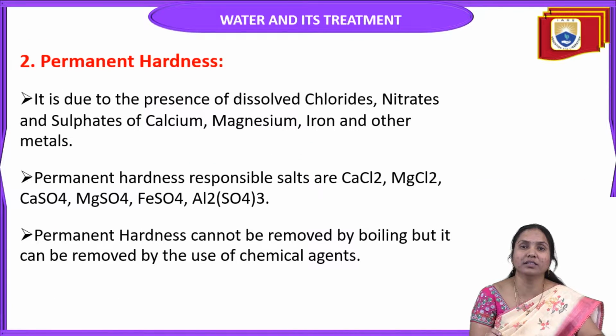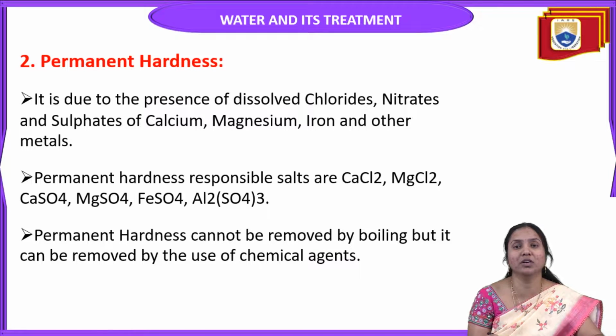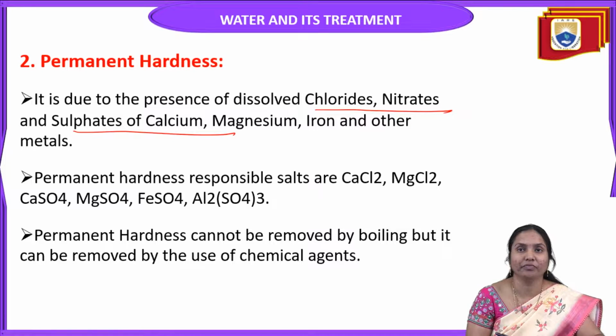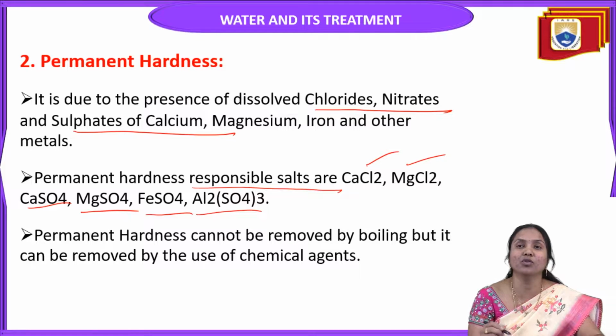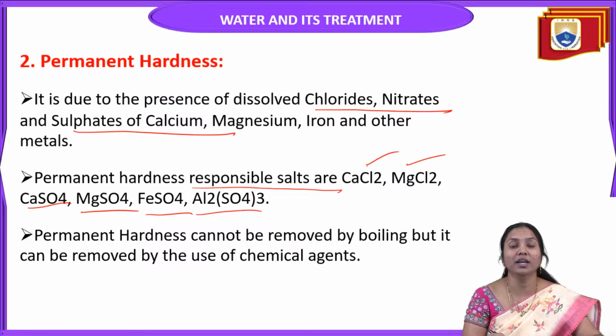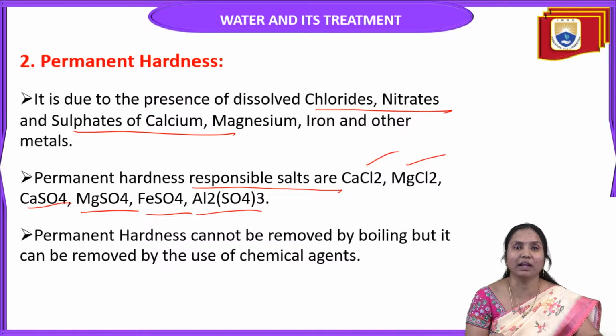Permanent hardness is due to the presence of dissolved salts of chlorides, sulfates or nitrates of calcium and magnesium in water. This permanent hardness we cannot remove by boiling. The salts responsible for permanent hardness are calcium chloride, magnesium chloride, calcium sulfate, magnesium sulfate, ferrous sulfate and aluminium sulfate. The most important permanent hardness causing salts are calcium and magnesium chlorides and sulfates.